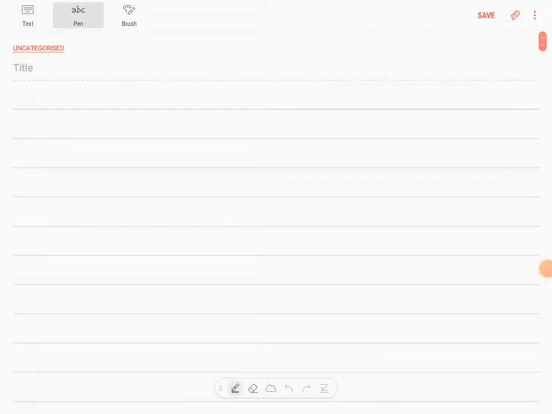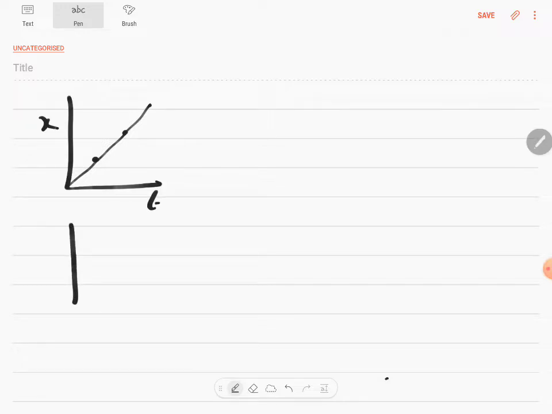So let's revise motion in a straight line. The first thing that I taught you is an xt graph. Suppose the position-time graph is like this, which means the object covers equal distance in equal intervals of time, which is known as uniform motion. And suppose the xt graph is like this, the object is covering unequal distance in equal intervals of time, which is non-uniform motion. So this is uniform motion, this is non-uniform motion.